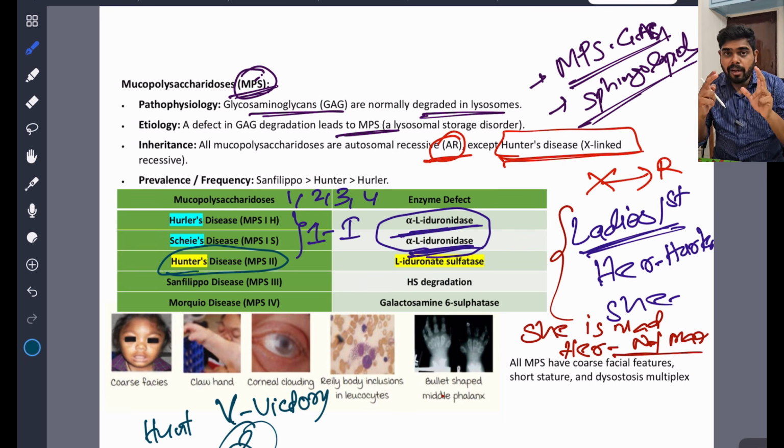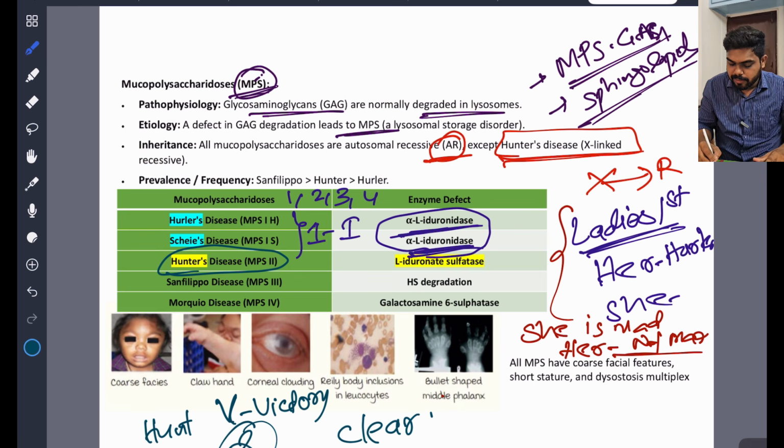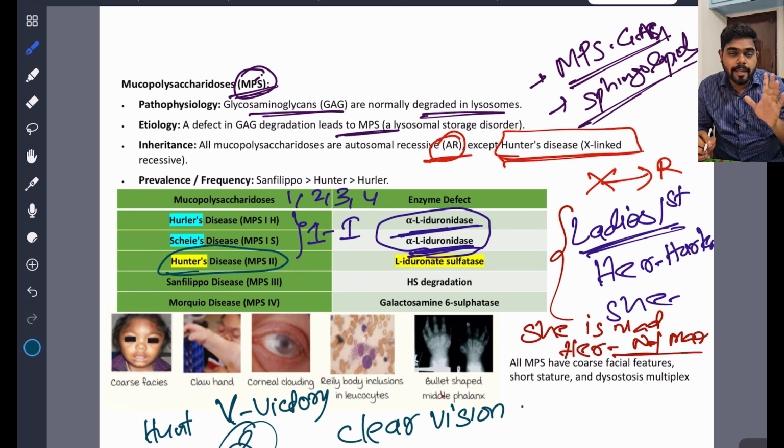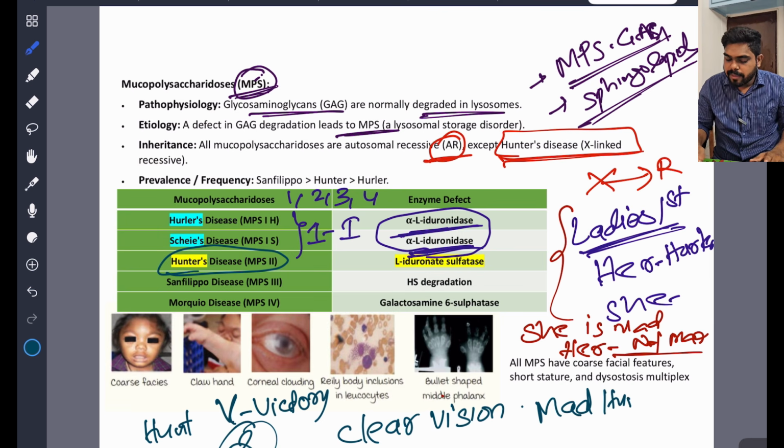And you know, if you are hunting, you have a gun, arrows and bows, and you are seeing a target. If you want to see the target, the hunter should have a clear vision. So this hunter has clear vision, because there is no corneal clouding. And he is a mad hunter, hunting so many. That is why he is mental retardation plus.